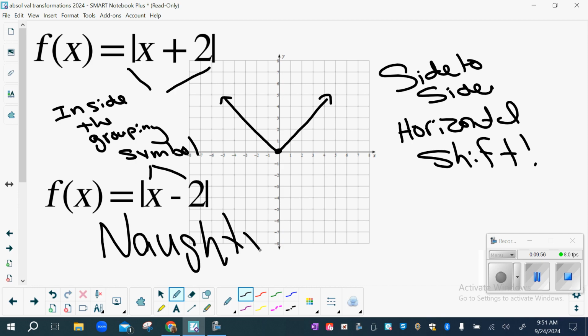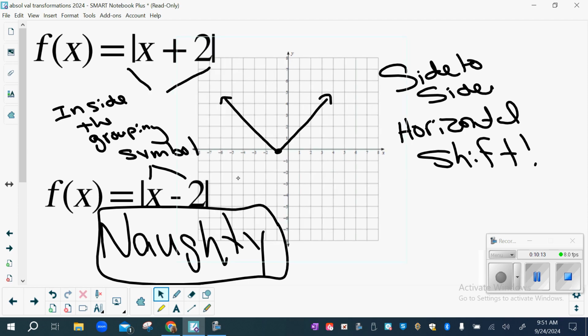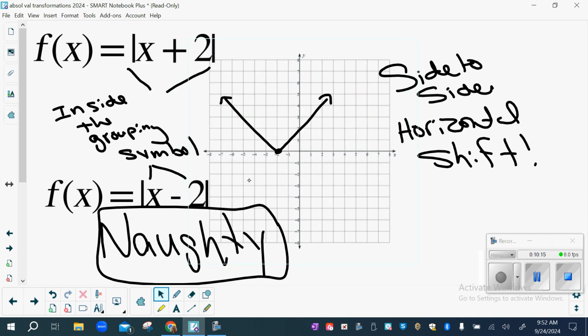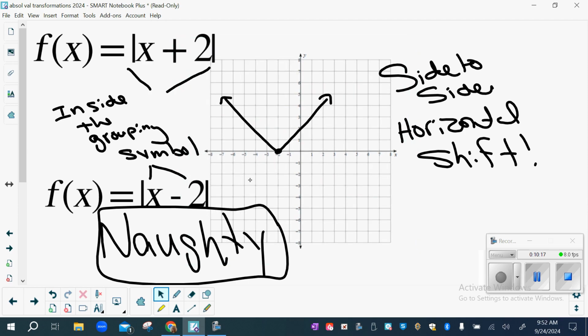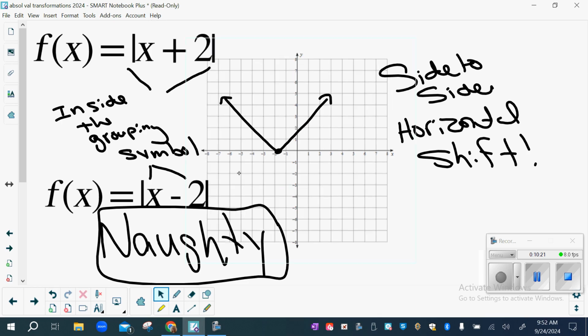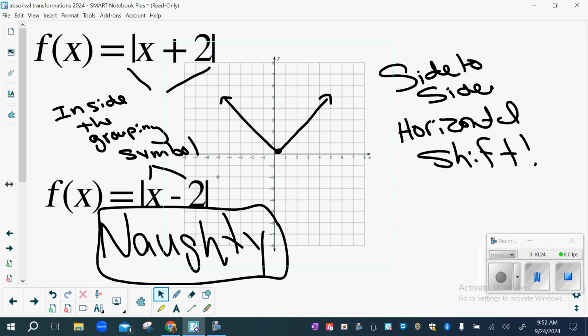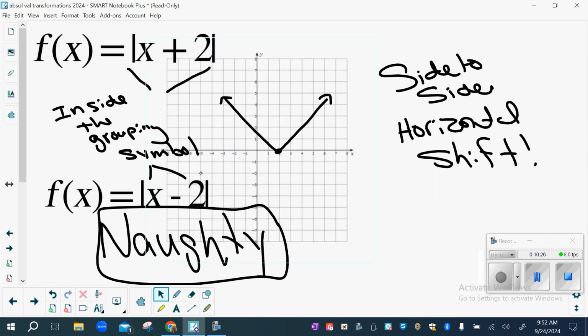It's in time out. It's been put in timeout because it's trying to trick you. It doesn't move it the way you think it would. It does it opposite. So if it is x plus 2, watch what's going to happen. It's going to shift it 1, 2 that way. Does that make sense? And if it's minus 2, it would shift it 1, 2 that way.